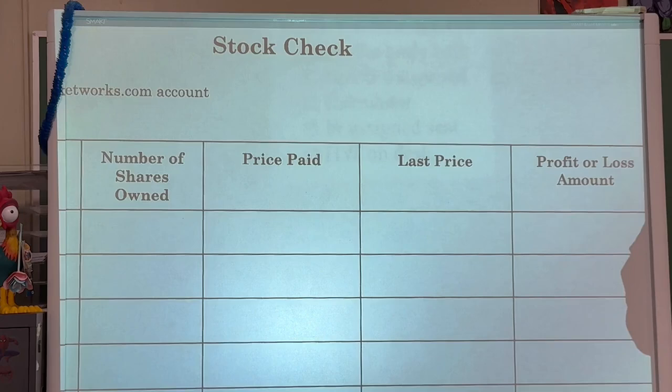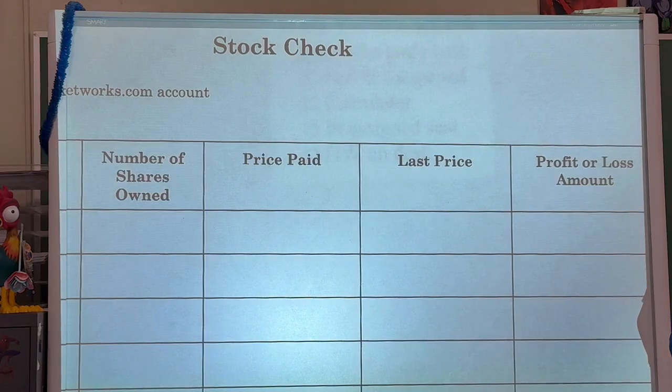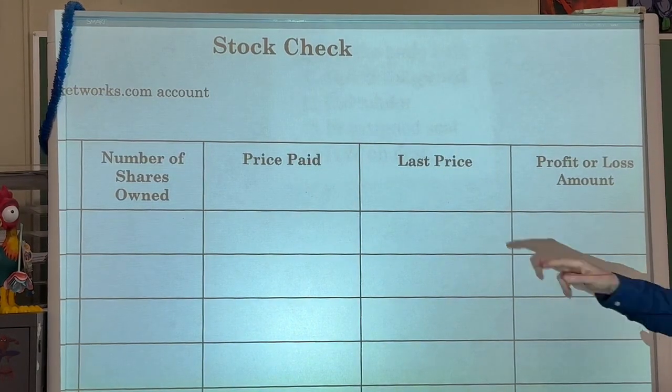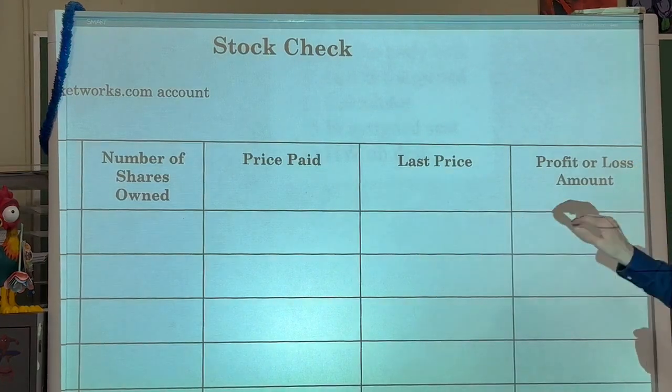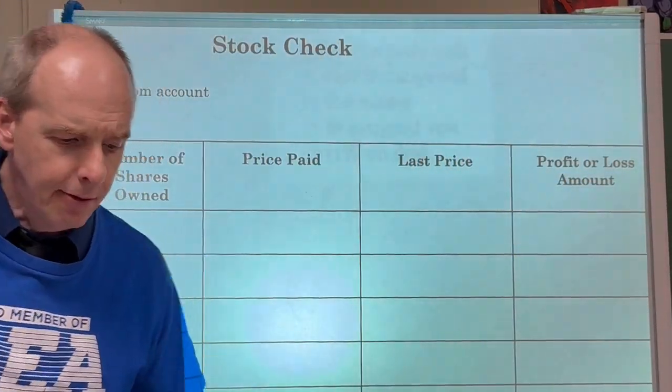If you're up big, you might consider selling. If you're down and you really believe in the stock, you might consider actually buying more. You buy low, you sell high. But we take our last price minus that, and you'll see whether you have a profit or a loss.